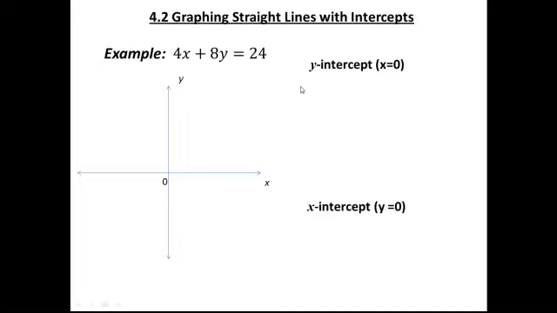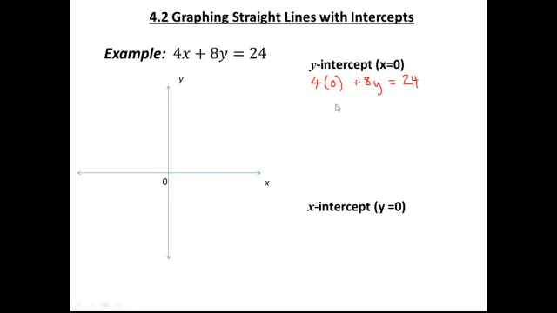So let's take a look at the y-intercept first. Now, if we look at the y-axis here, if you can imagine the points on this line, all of the points on this line have an x-coordinate of 0. So to find the y-intercept, all we have to do is set the x in our equation of our line to 0. So instead of 4x plus 8y is equal to 24, I'm going to substitute x is equal to 0 in. So 4 times 0 plus 8y is equal to 24. And then I'm going to solve for y.